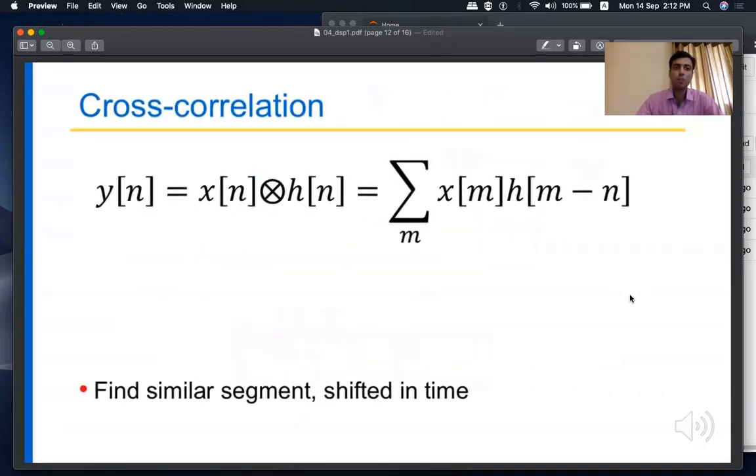And then we came to the concept of correlation, or cross correlation, where the use of cross correlation is to find a similar segment shifted in time. I will give you a practical understanding of this, a very gross kind of example. Let's say there is a long audio recording, and I'm giving a lecture, and then suddenly I say hi, and then again I start speaking something else. I want to find where is the hi in this long audio recording.